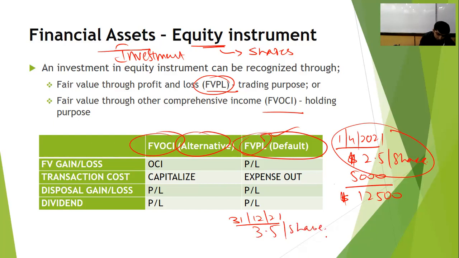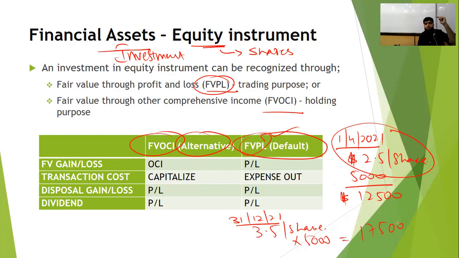$3.5 per share, and I have purchased 5,000 ordinary shares. It means the total amount would be 5,000 multiplied by 3.5 per share. That would make 17,500. What does it mean?